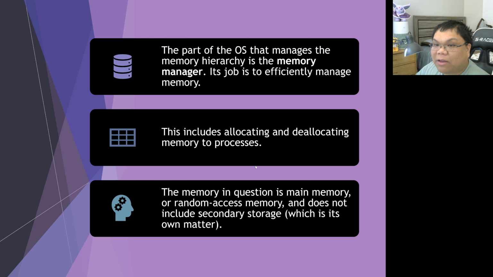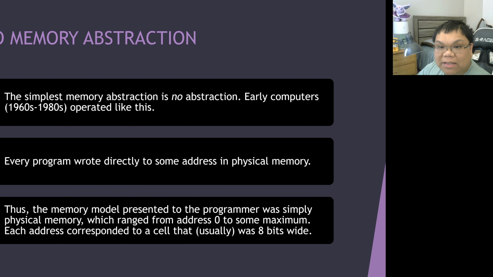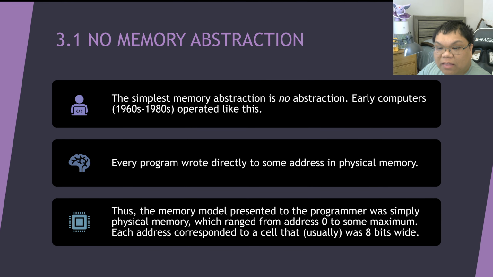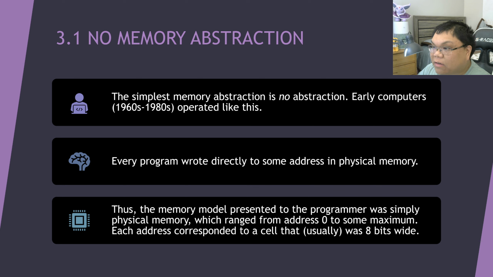So, how do we manage this memory? Well, we're going to talk about something called a memory abstraction. But before we get to that, we have to talk about the absence of a memory abstraction. Because the earliest computers never had a memory abstraction. This means if a computer were to access some address, call it address 28, it is accessing that physical address in memory. Thus, the memory model presented to the programmer was simply physical memory.